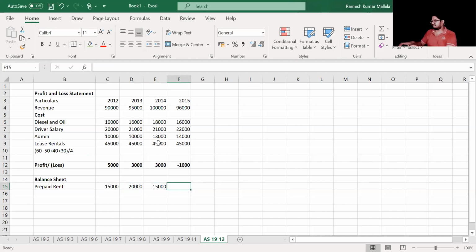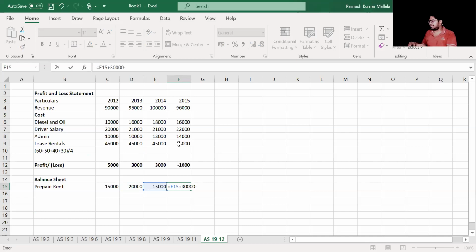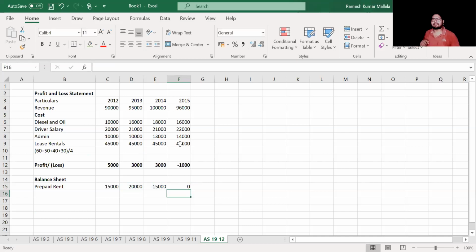In fourth year, what will happen? I have an opening balance of 15,000 plus I am paying 30,000 of rent minus I have paid 45,000. Automatically, it becomes 0. This is the presentation which will be there in case it is done. Okay, for prepaid rent, for lease expenses, whatever you are incurring. Okay. Any doubts? Please feel free to ask.